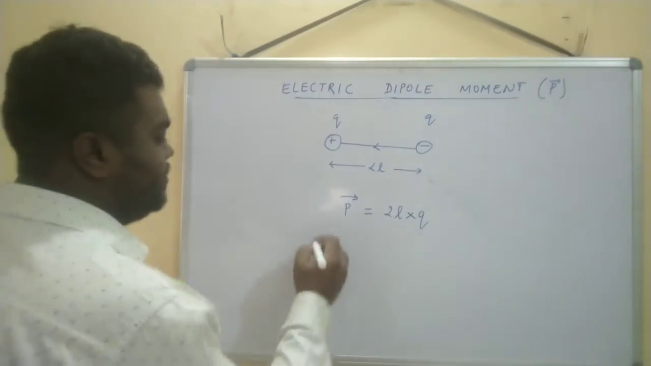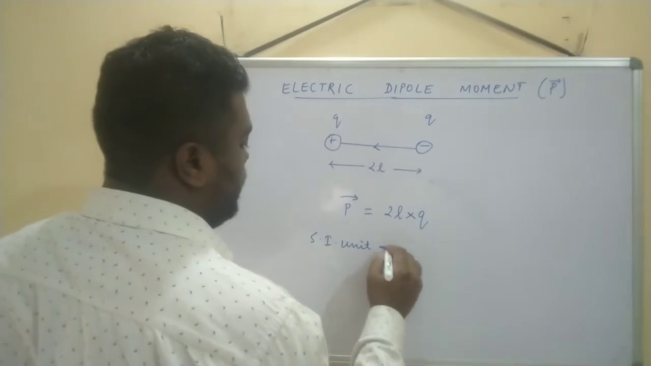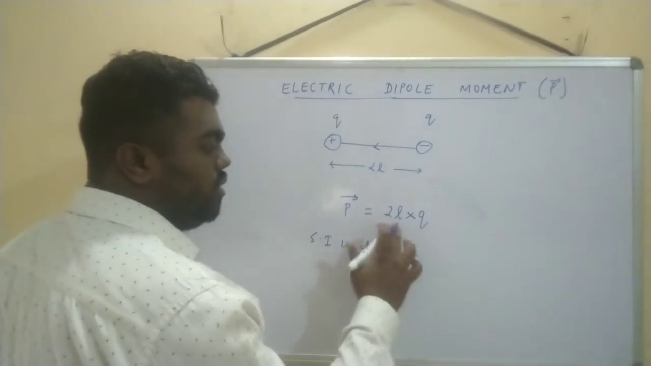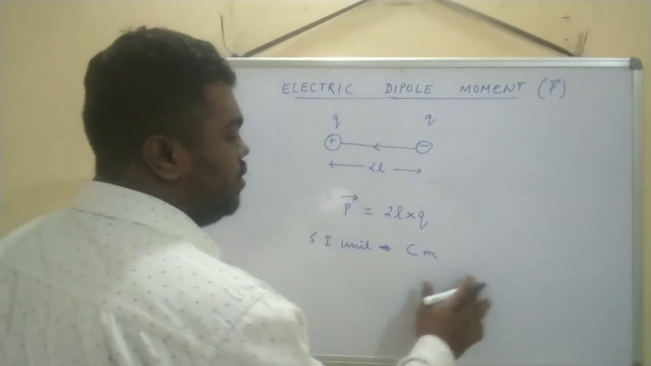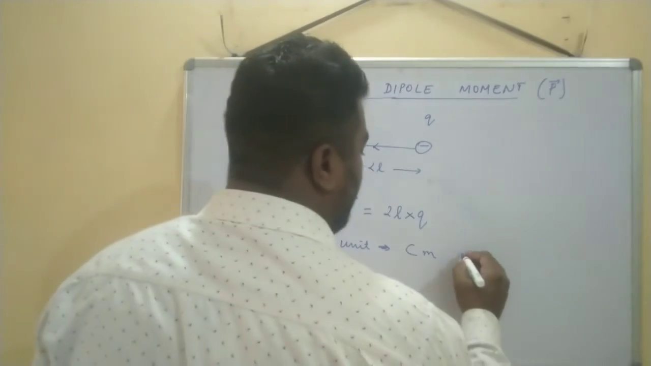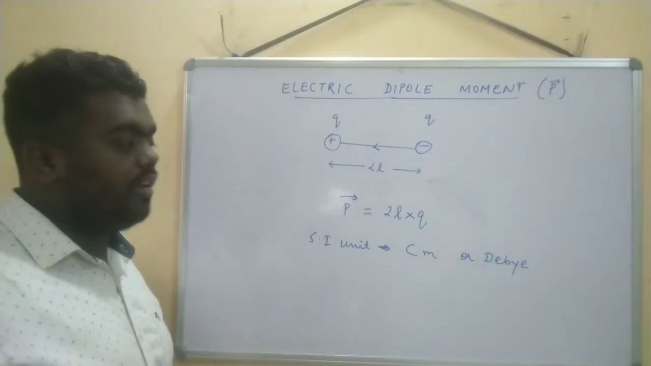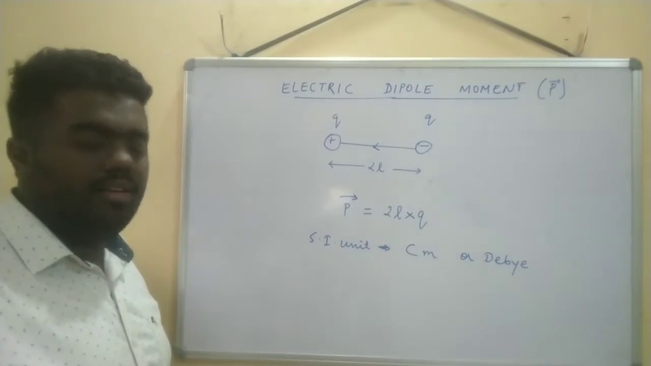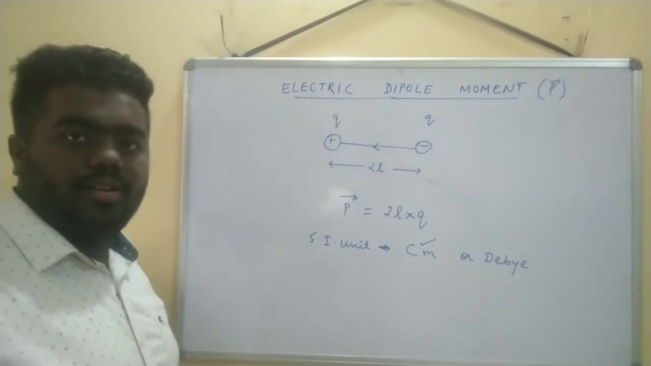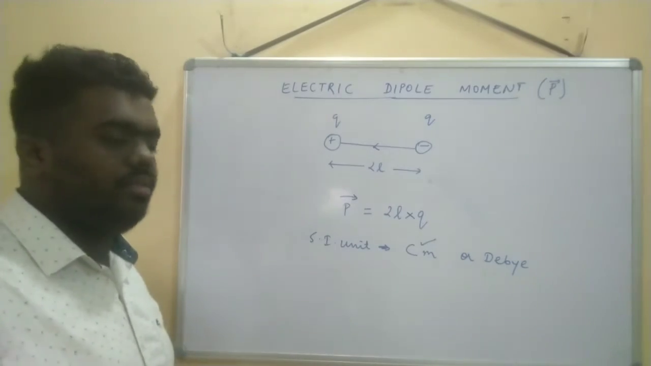Now the SI unit. For charge it is coulomb, for length it is meter. So the unit is coulomb meter. In some books you can also see debye. But the most preferred unit is coulomb meter. When it comes to exam, you write coulomb meter.